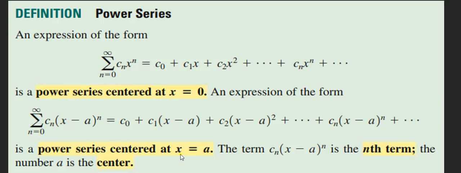Now this power series is centered at x equals a. Remember, we used to say x equals c, but in this book, we use x equals a. And the c of 0, c of 1, c of 2 become the coefficients. And c of n times the quantity x minus a to the power of n is the nth term.